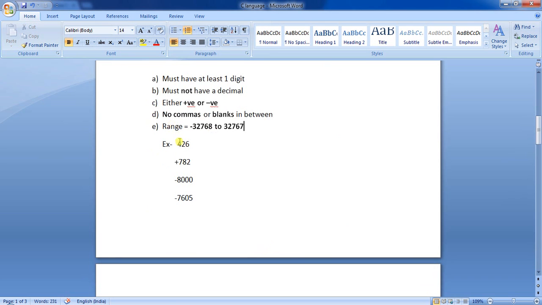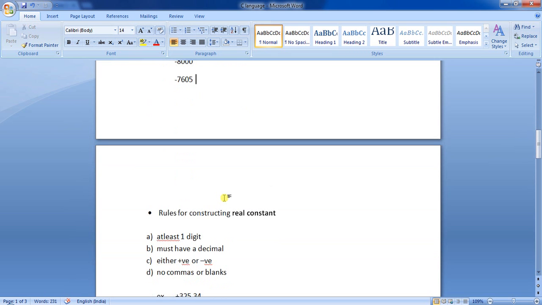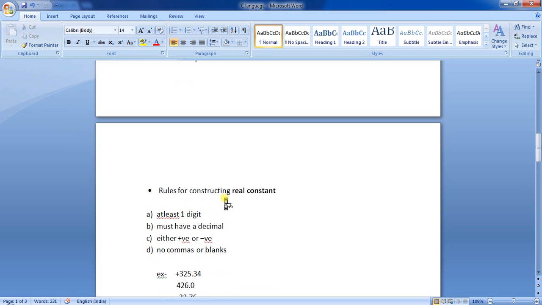Examples of integer constants are these, that is 426, +782, -8000, -7605. I hope you are clear up to now.